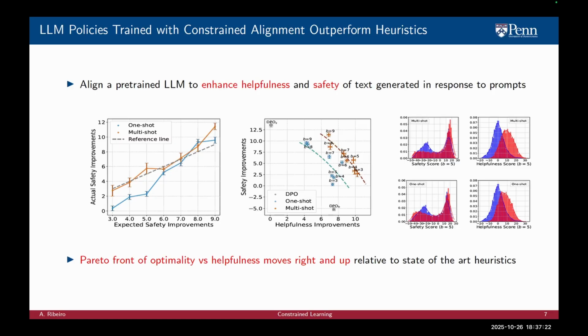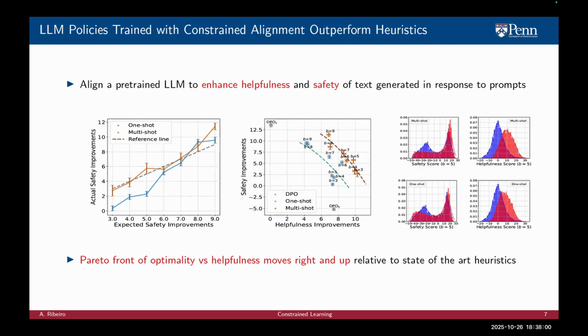So what I am showing here is the Pareto front of helpfulness versus safety. And if you utilize learning with constraints, this Pareto front is pushed in the right direction. So here you have also changes in the safety score, and you see how the safety score is pushed up. Here you have changes in the helpfulness score, and you also see how the helpfulness score is pushed up through the addition of safety and helpfulness constraints that you're utilizing to align the pre-trained model to your own personal preferences.